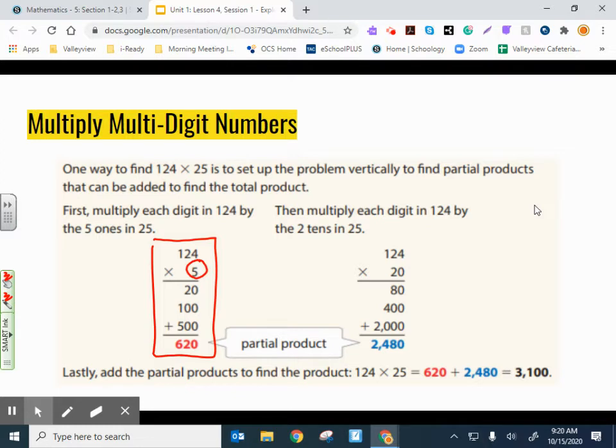5 times 4 is 20. 5 times 2, or actually 5 times 20, gives us 100, and 5 times 1 is actually 5 times 100, which is why we get the 500.